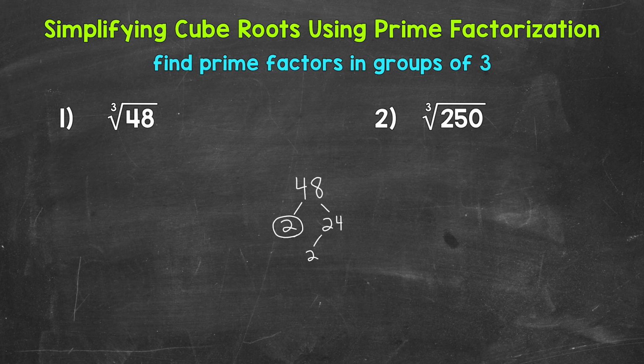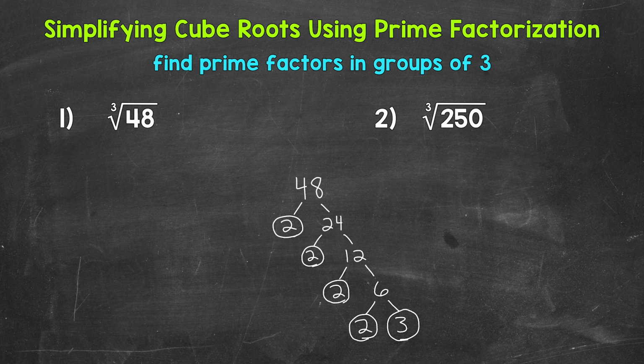Let's use the factors of 2 and 12. 2 is prime, so we are done there, but we can break 12 down. Let's use the factors of 2 and 6. 2 is prime, so we are done there, but we can break 6 down. Let's use the factors of 2 and 3. 2 and 3 are both prime, so we are done. That's the prime factorization of 48.